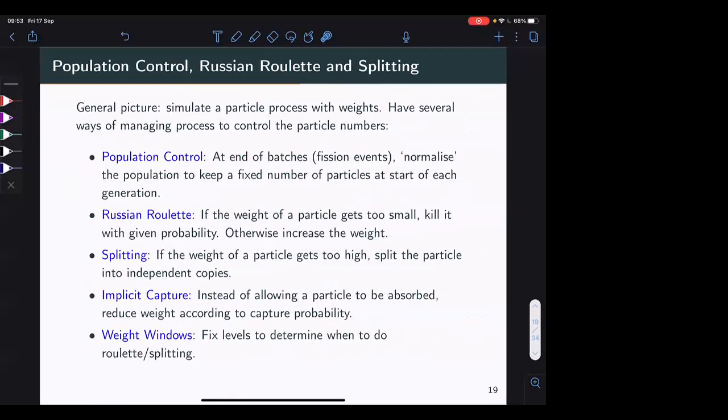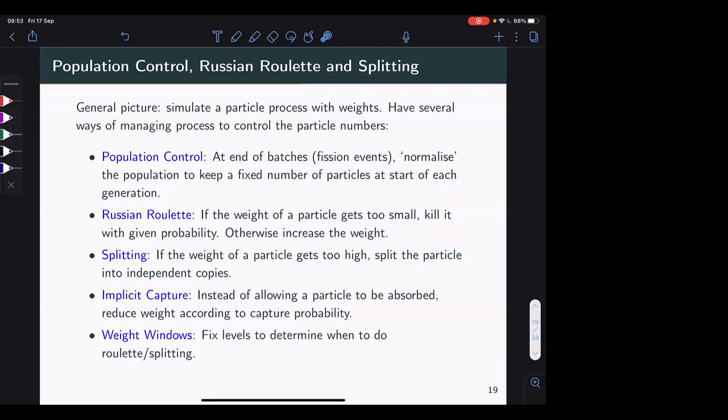Lots of different pictures. Typically, our particles end up picking up weights because of either this variance reduction, the biasing, but we also get things like population control. So we have to try and keep a fixed number of particles. In the nuclear literature it is called population control. Normalization of measures. Again, this is really where the interaction between particles comes in. Other things they use are things like Russian roulette.